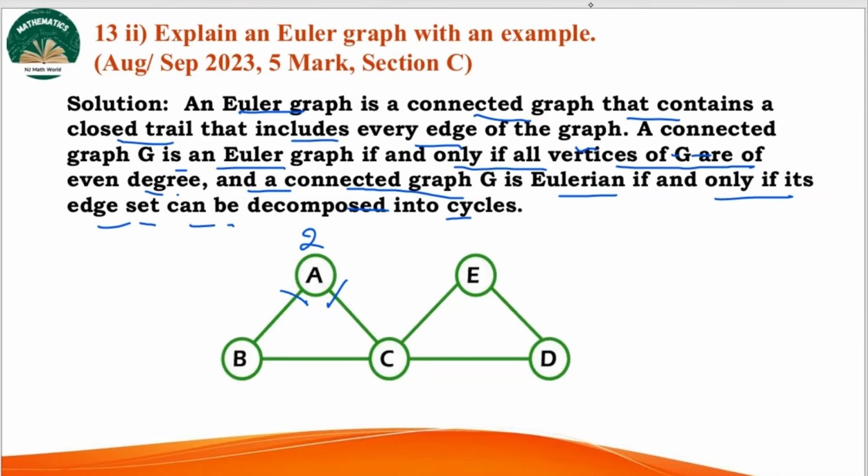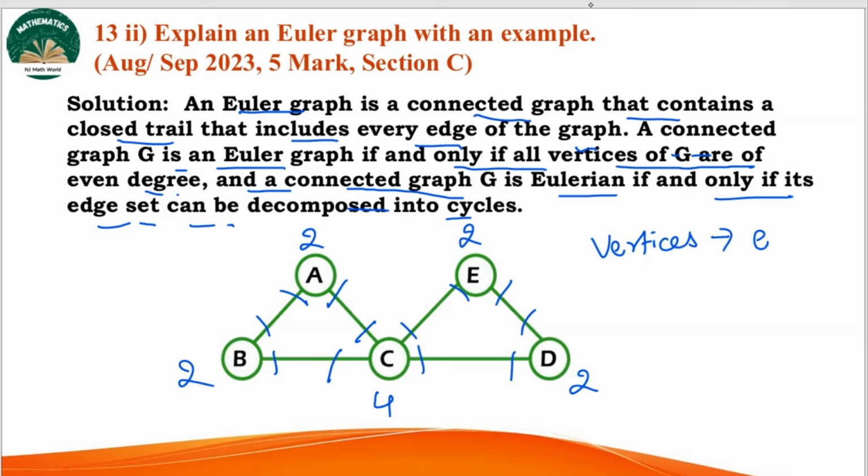So just let me check. Here also it is 2. The degree of C is 4, the degree of E is 2, and the degree of D is 2. So all the vertices have even degree. Therefore the given graph is an Euler graph.